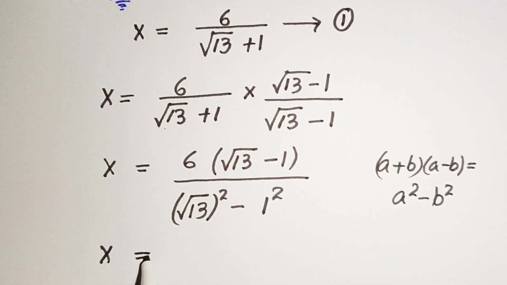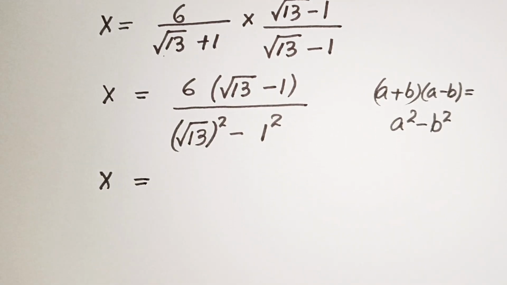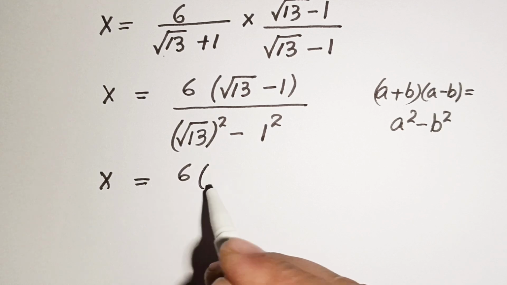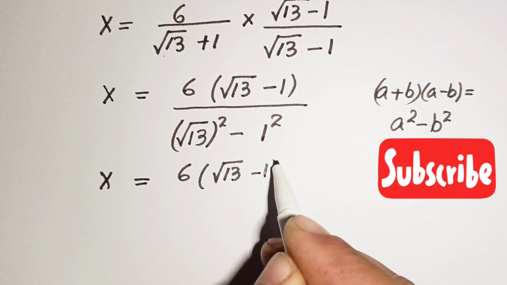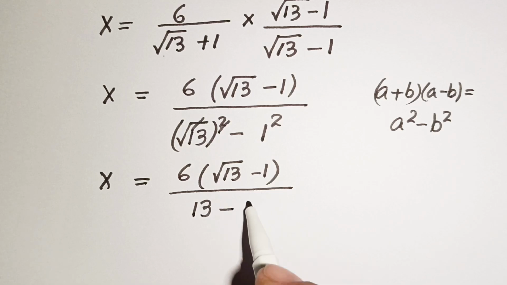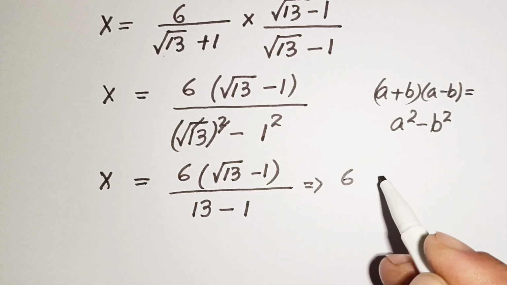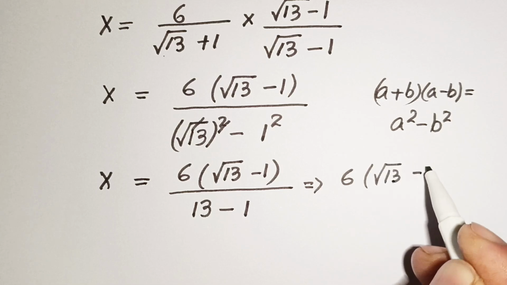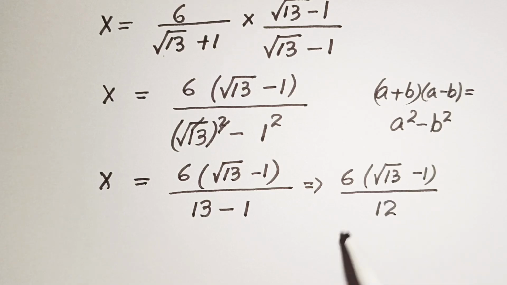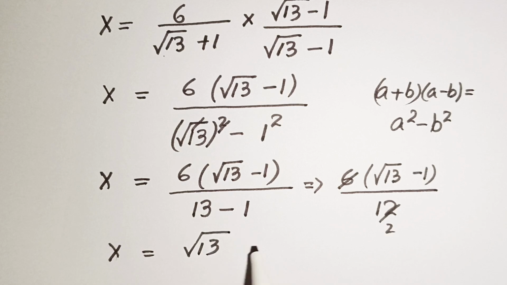Now x is equal to 6 times square root of 13 minus 1 all over, here we can cancel out the square with the square root, we get 13, and 1 squared is equal to 1, so 6 times square root of 13 minus 1 all over 13 minus 1, which is 12. If we cancel out 6, 6 ones are 6, 6 twos are 12. So we have x is equal to square root of 13 minus 1 all over 2.